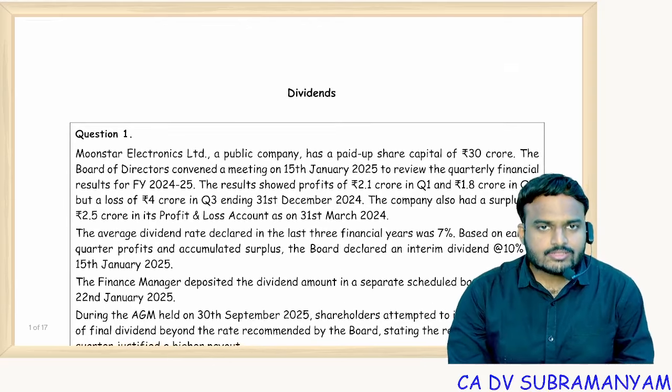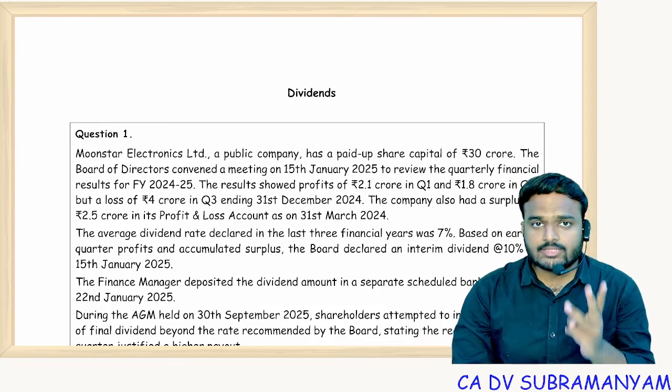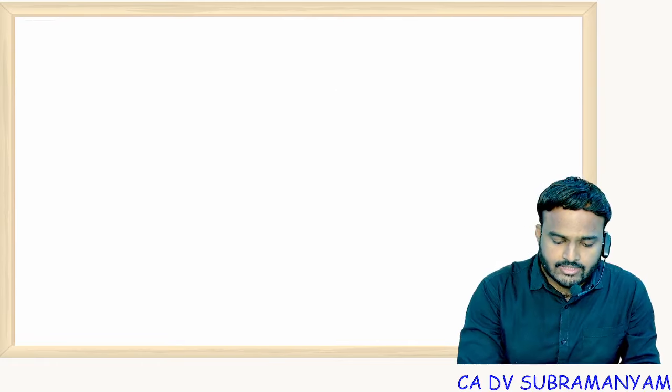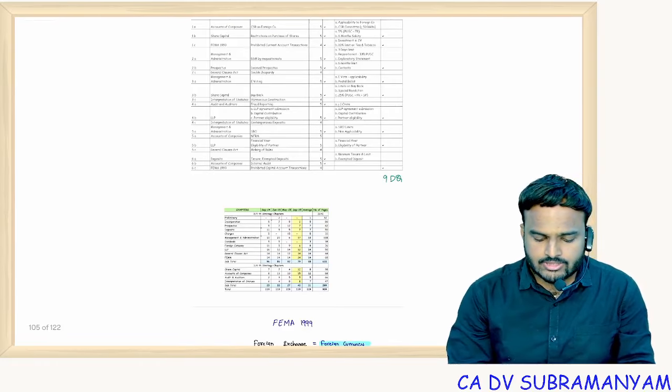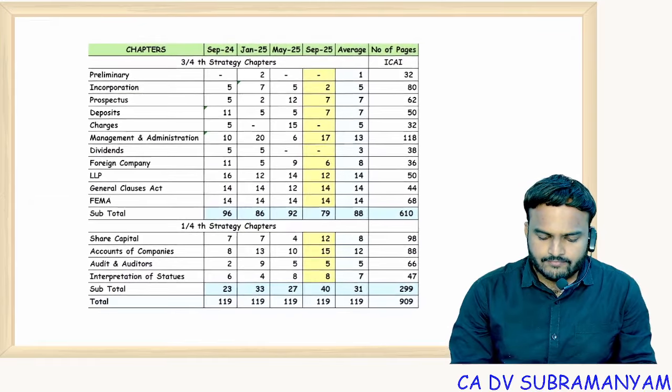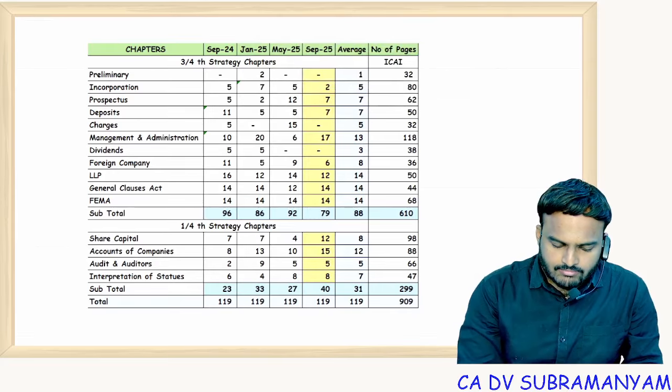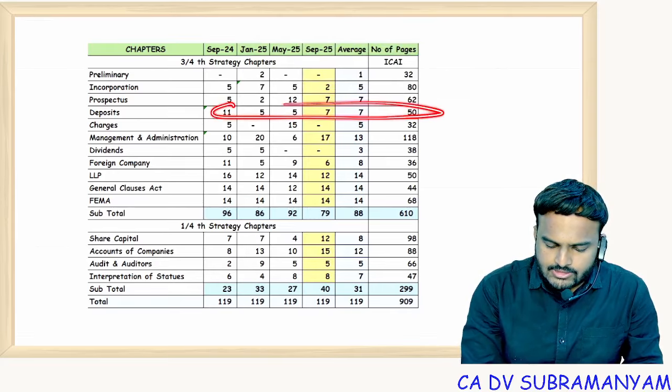Hello students, today I'm going to cover three chapters: dividends, charges, and deposits, which have a weightage of approximately 15 marks in your examination. You can see that from deposits, each attempt, a minimum of 5 marks is coming.